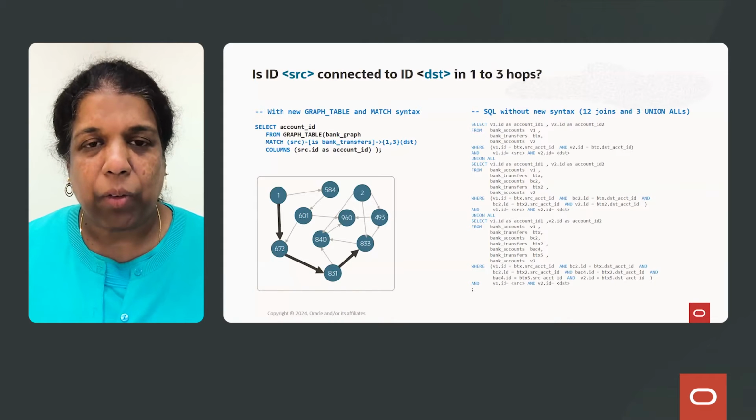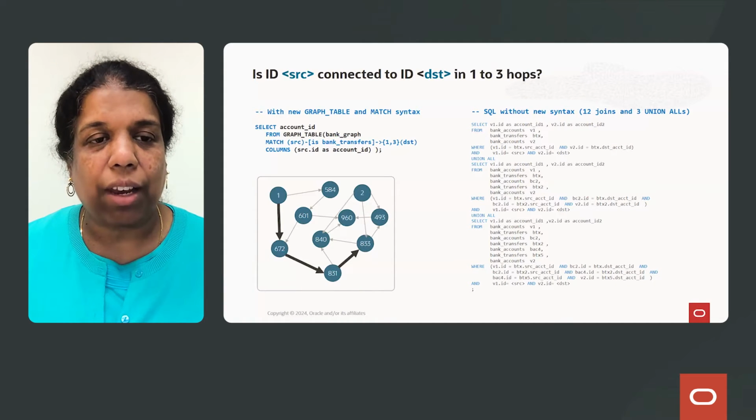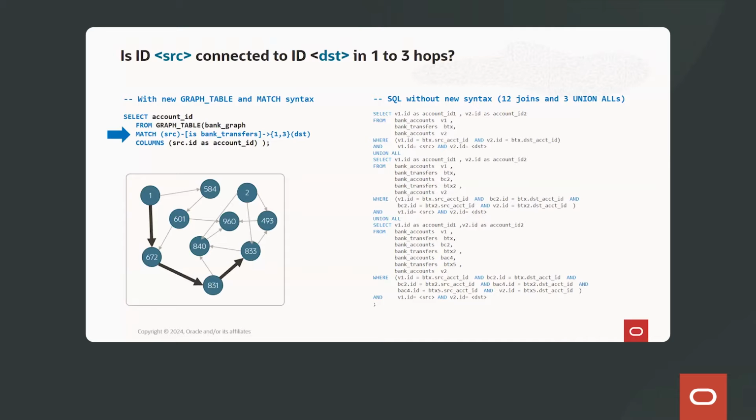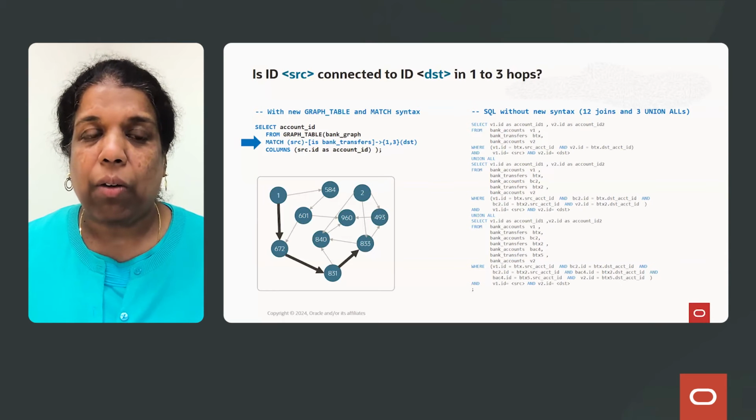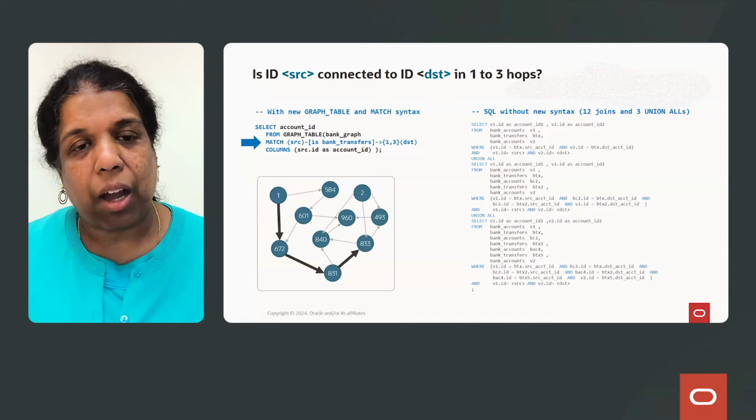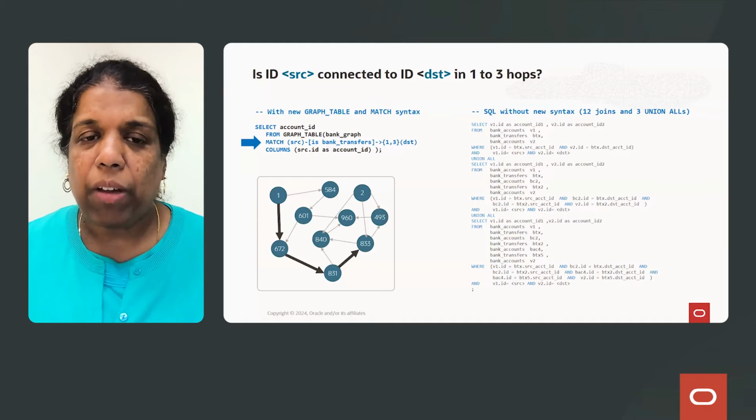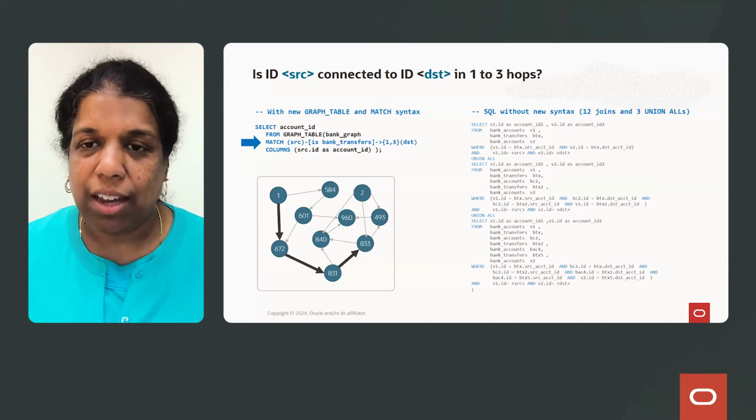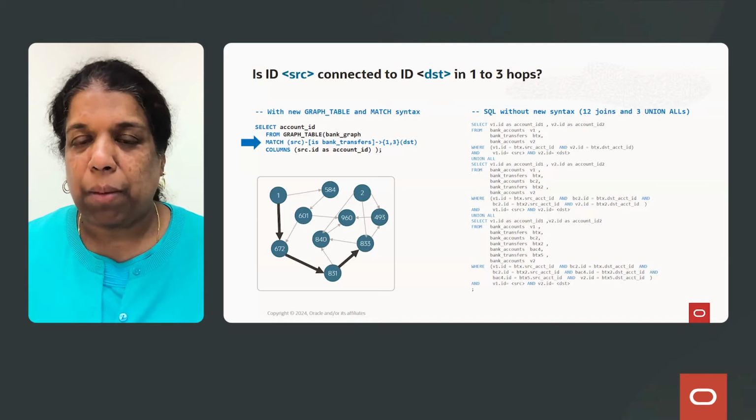And here's an example of how you can do that with the new SQL syntax you see on the left. I've generalized the query that we were looking at to say, I want to find out whether a bank account represented by source is connected to a bank account represented by destination in 1 to 3 steps. Like bank account 1 connected to bank account 672 is 1 step, and so on. So I want to find out all bank accounts connected to other bank accounts in 1 to 3 steps. If I were to do this in SQL without this new syntax, it would take maybe something like 12 joins and union alls to write this query.